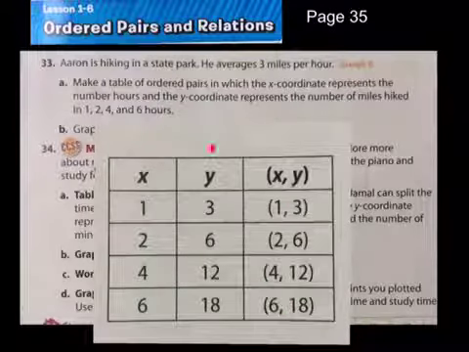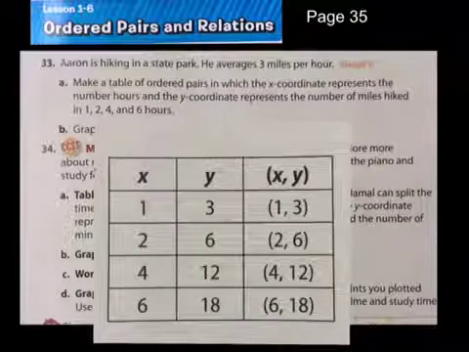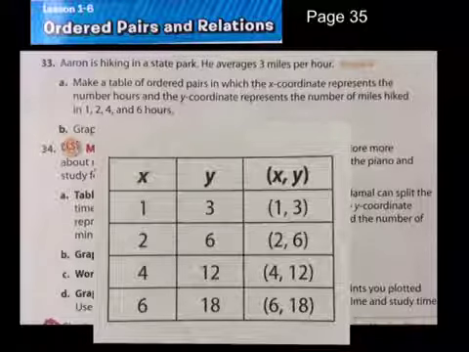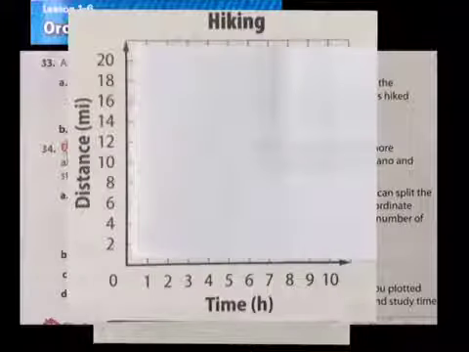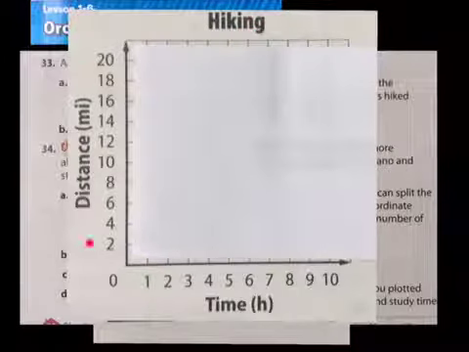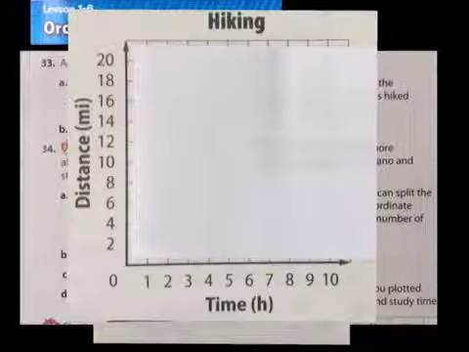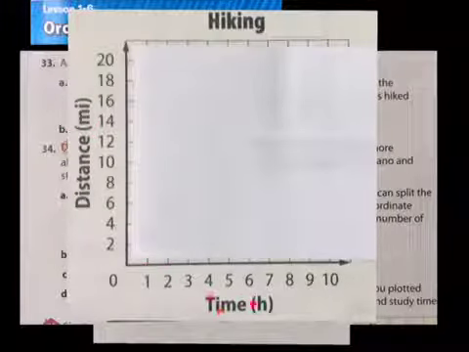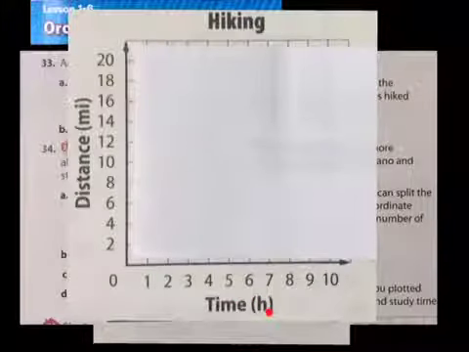Now please copy this down and make sure that you draw your own graph. For the graph, make sure to include a title. We always have to include a title. For the y-axis, make sure you write distance and the unit in parentheses, mile. For the x-axis, this is where we have our domain, which is the time, and make sure to write the unit in parentheses, which is hour.